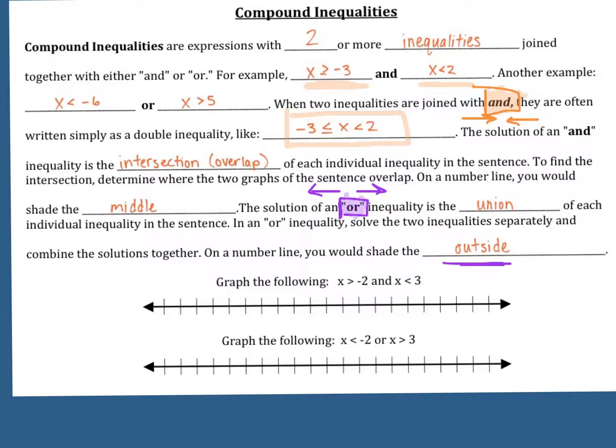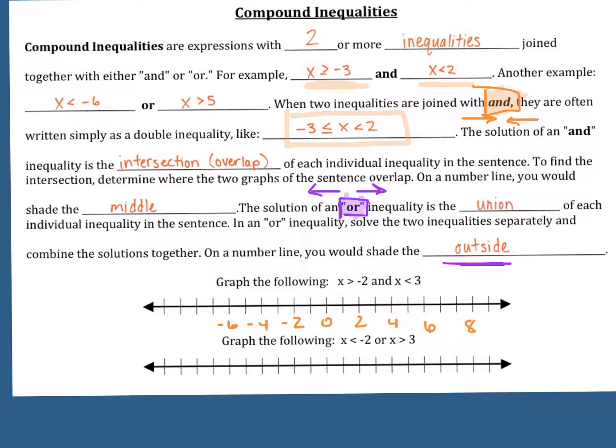So if it wants us to graph the following, x is greater than negative 2 and x is less than 3. I'm just going to put 0 somewhere in the middle here. So 2, 4, 6, 8, negative 2, negative 4, negative 6. Okay, so they're both just greater than or less than, so they will be open circles.